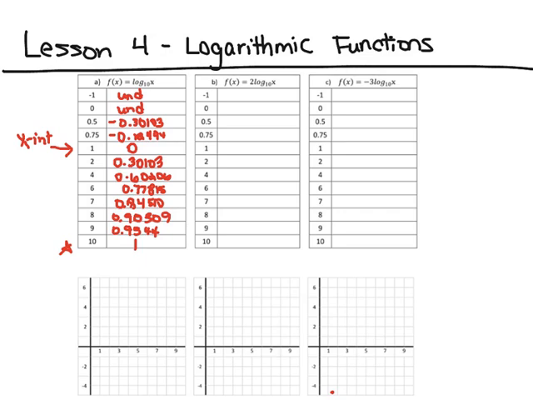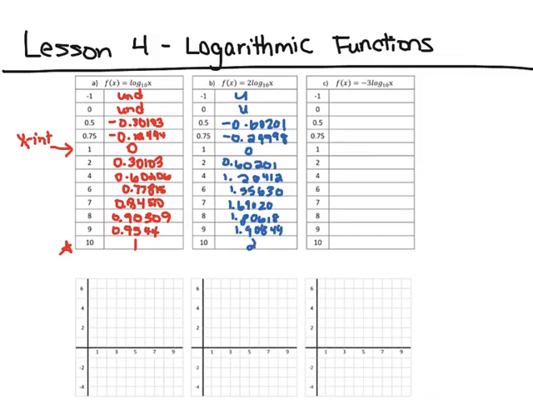For the next example, we have 2 times the log of x. So you're going to get undefined for both -1 and 0. For 0.5, you should get negative 0.60201. So pause the video and fill in this chart. You should get the following numbers, and notice that as they get bigger towards 10, they approach 2. So this is an important number, and once again, the x-intercept is at 0.